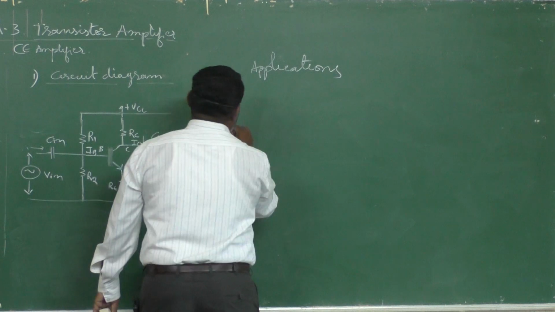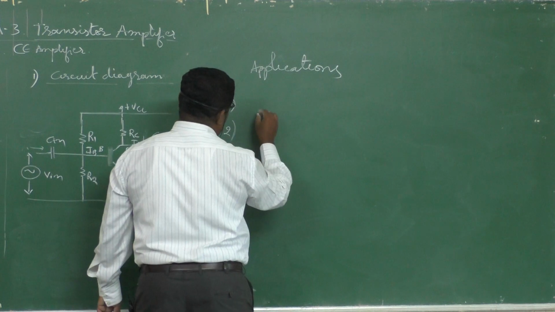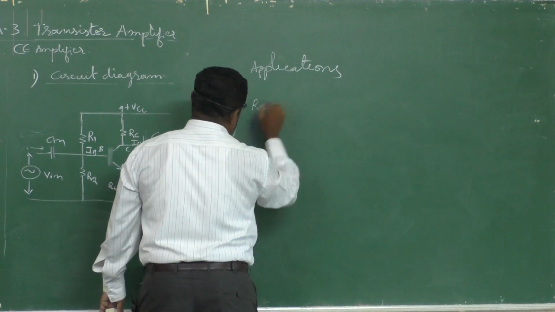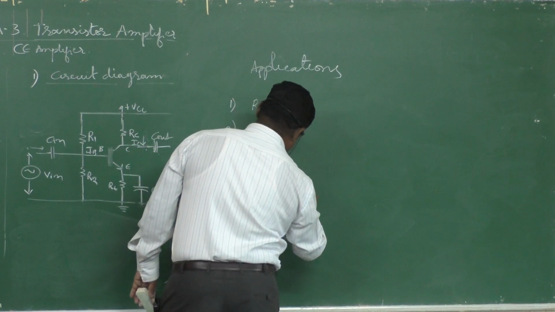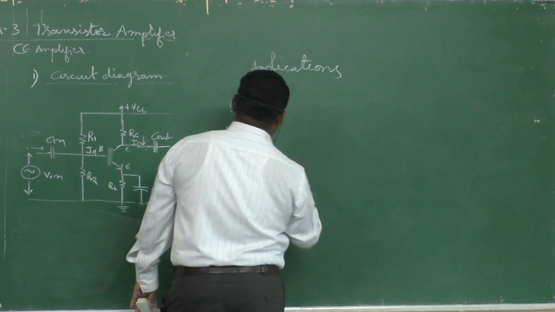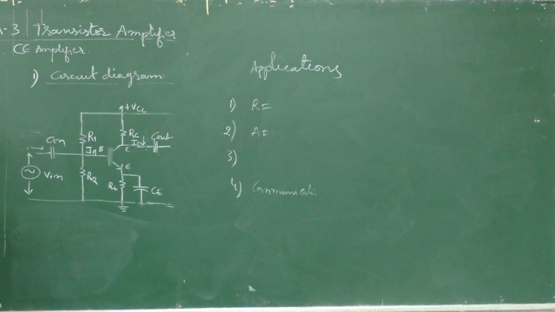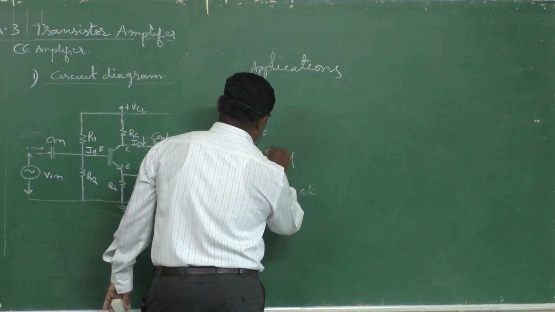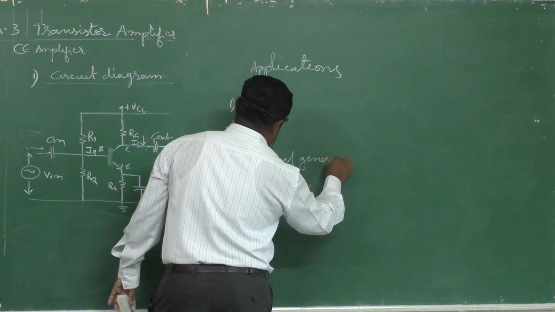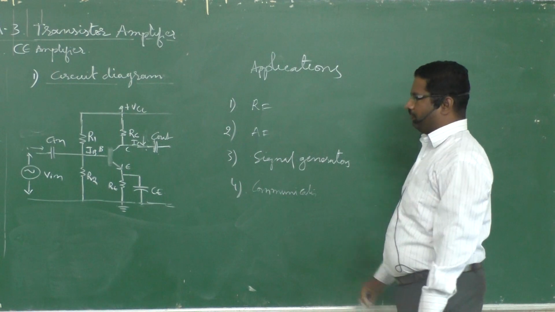Applications number 1, 2, 3, and 4. Number 1 is RF, AF, communication: radio frequency, audio frequency, and one more, what is that? Signal generators. Okay, so these are the 4 different applications where we are using it.